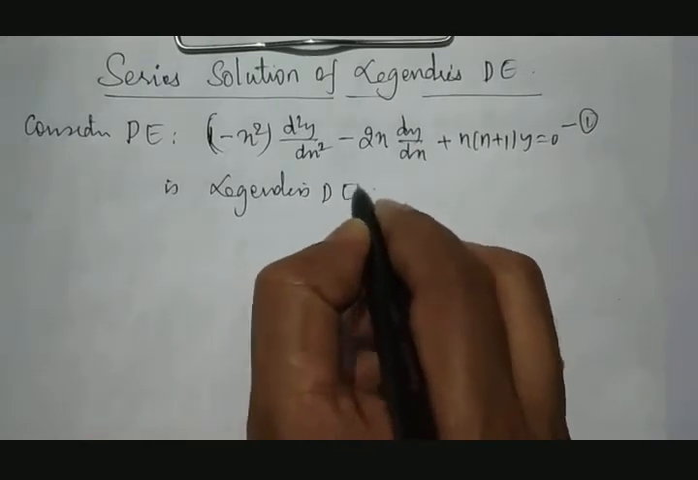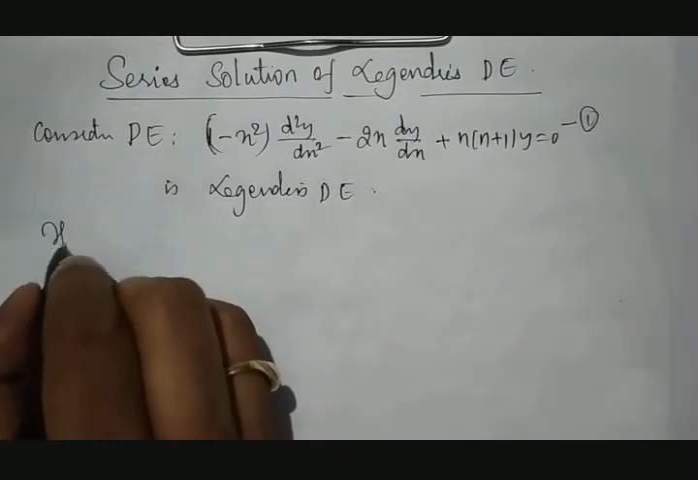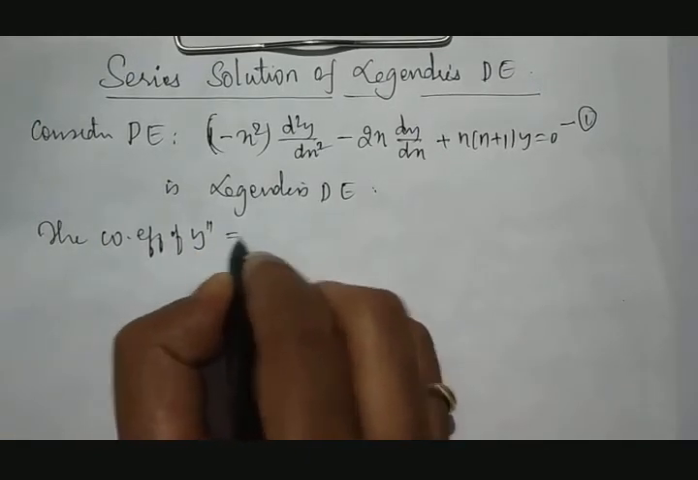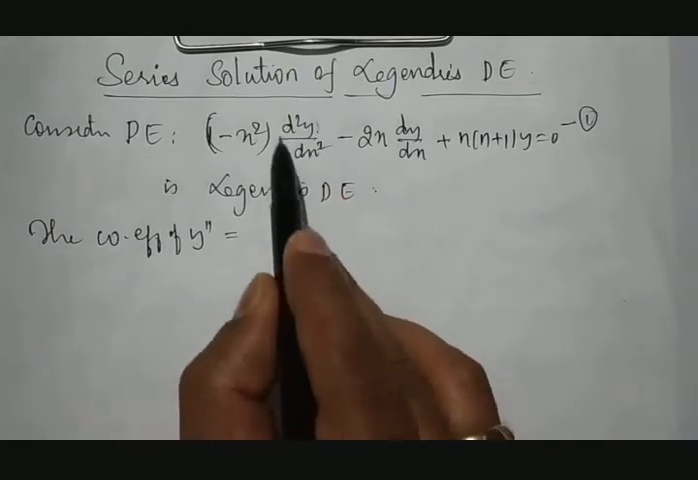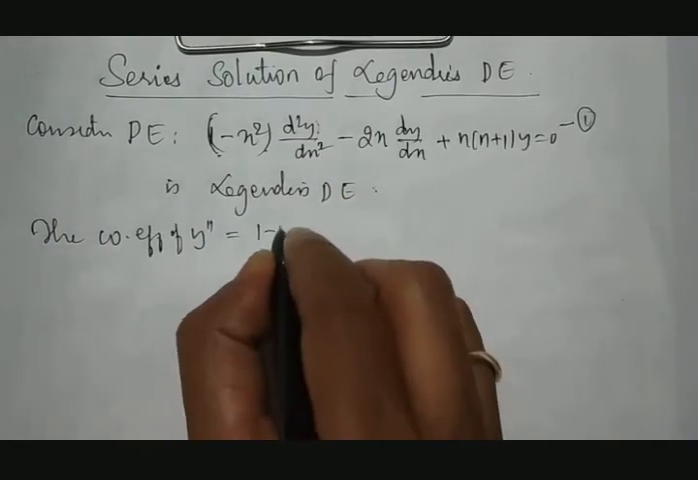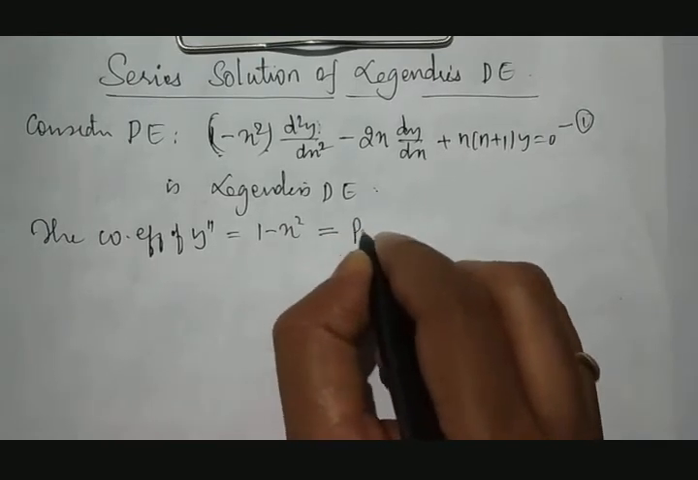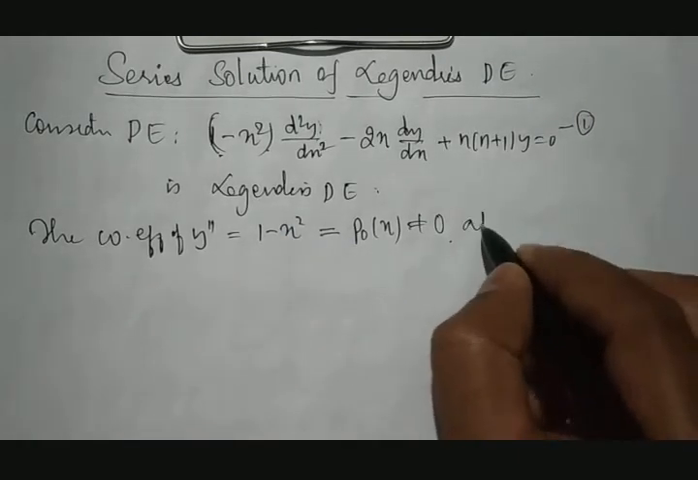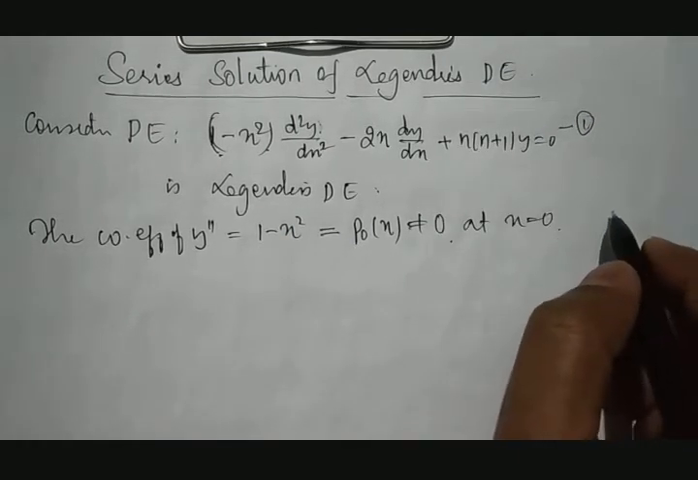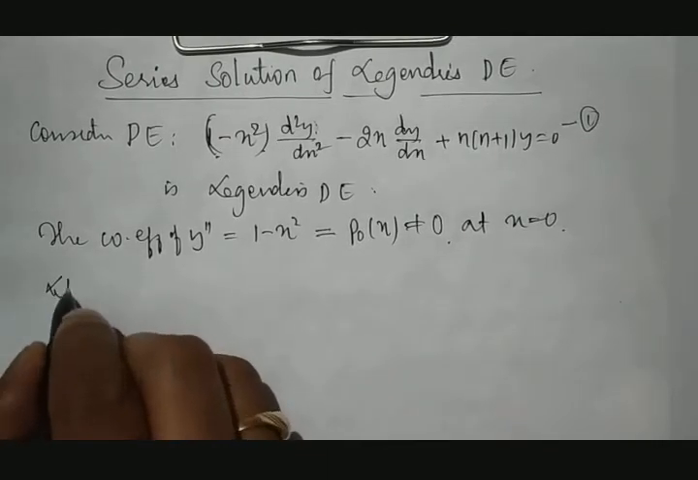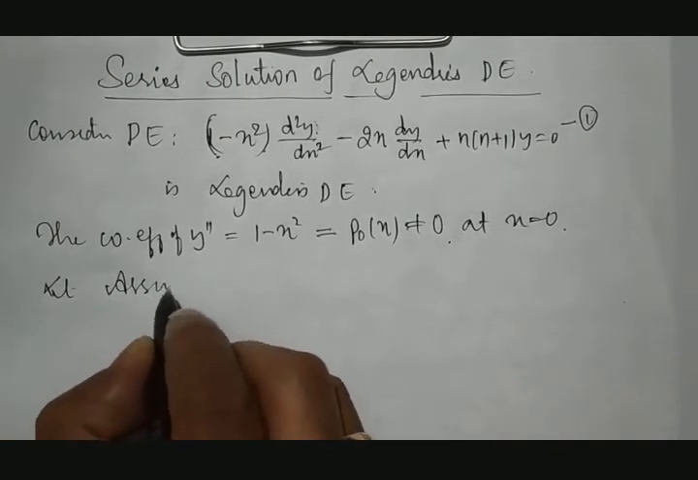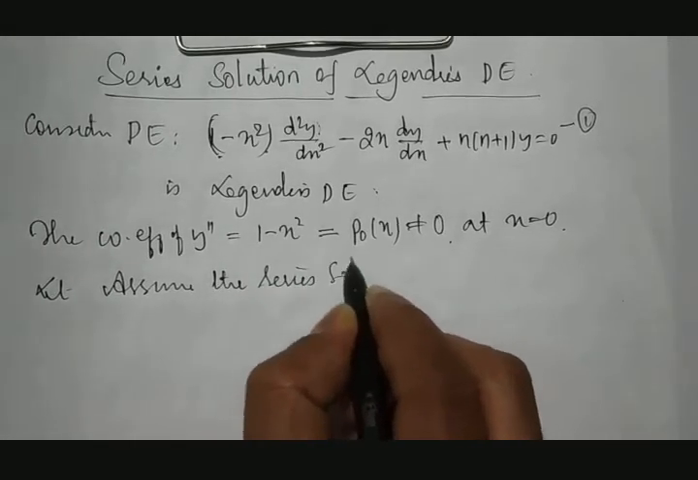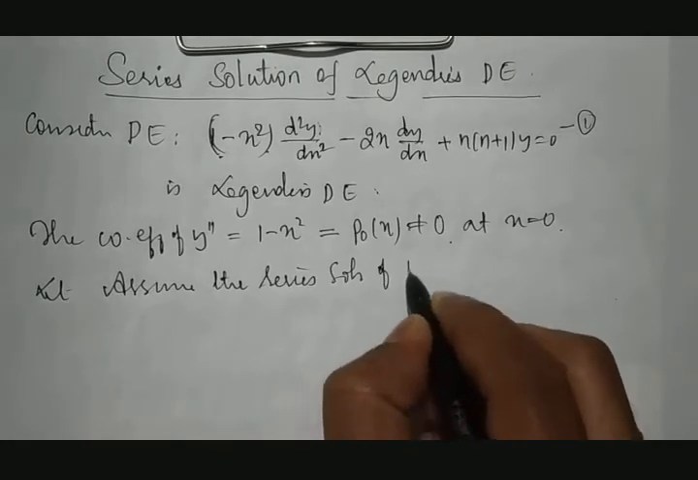Here the coefficient of y double dash is what? The coefficient of y double dash means this one, 1 minus x². This 1 minus x² will be equal to p naught of x and it is non-zero at the value of x equal to 0. This is for sure. Then let us assume the series solution for equation number 1.